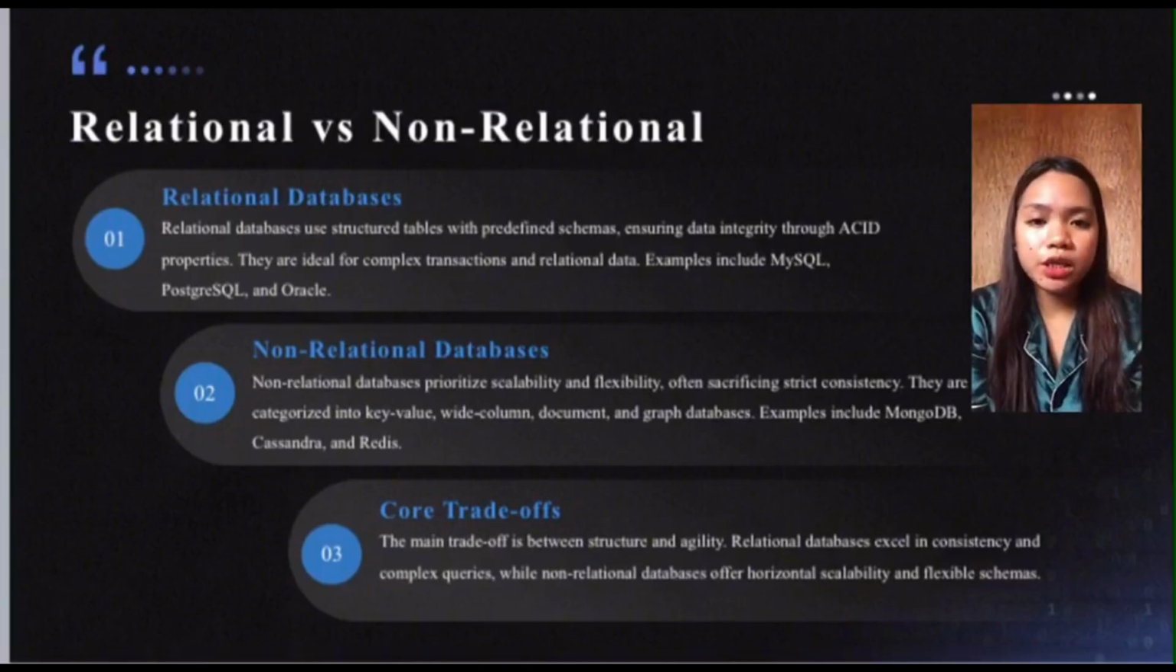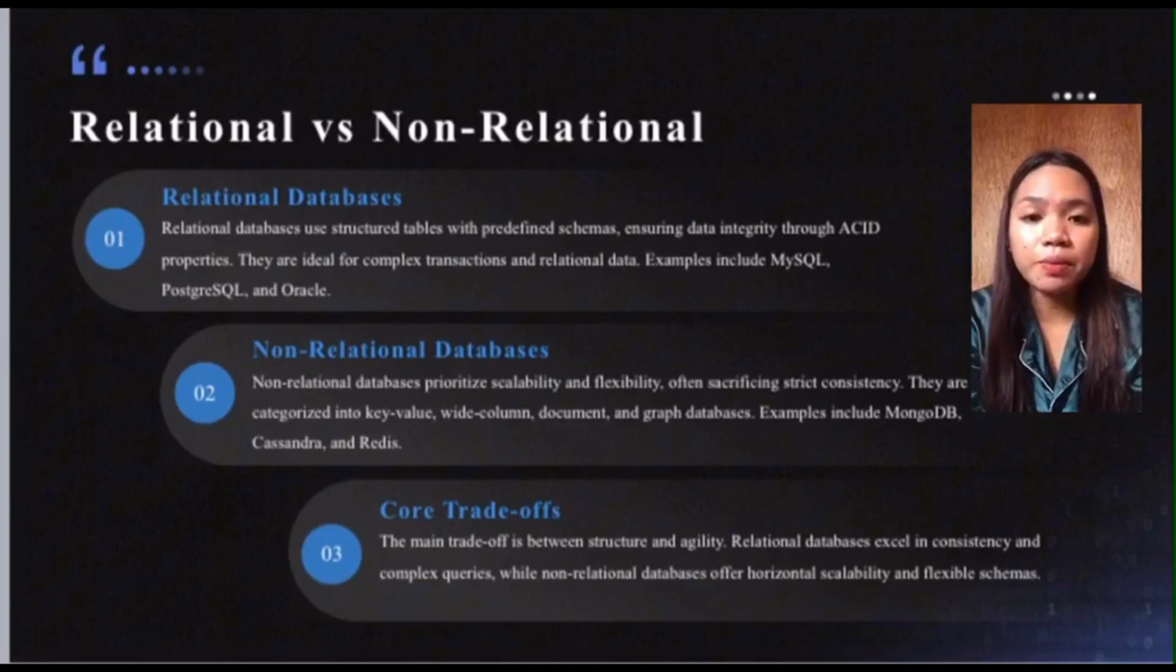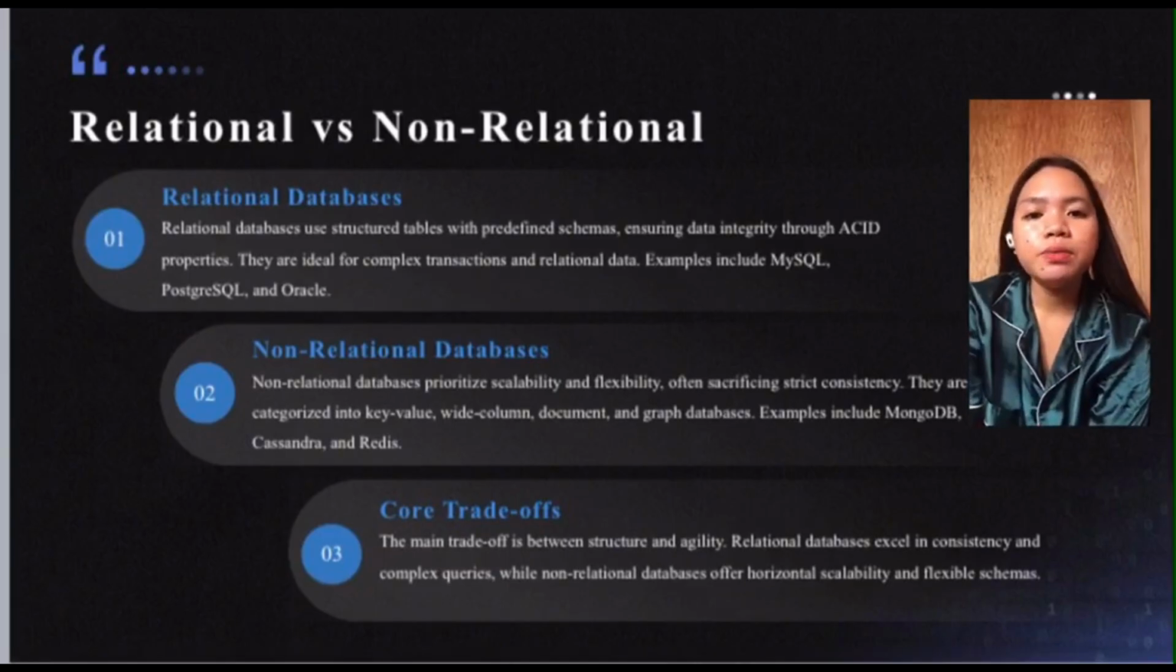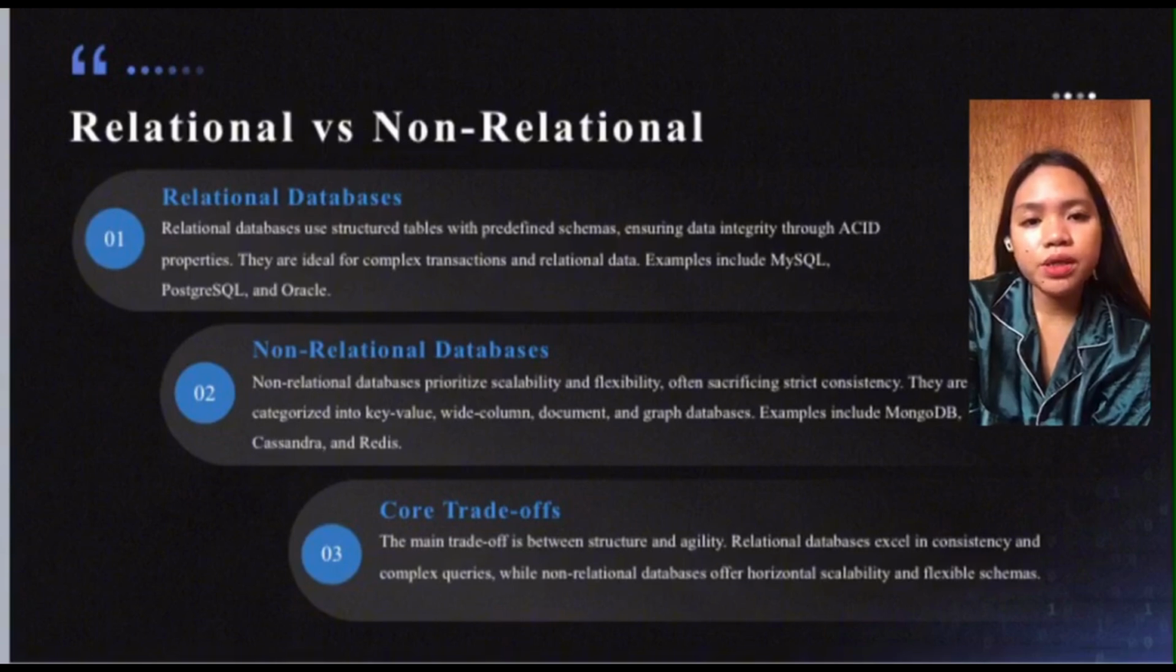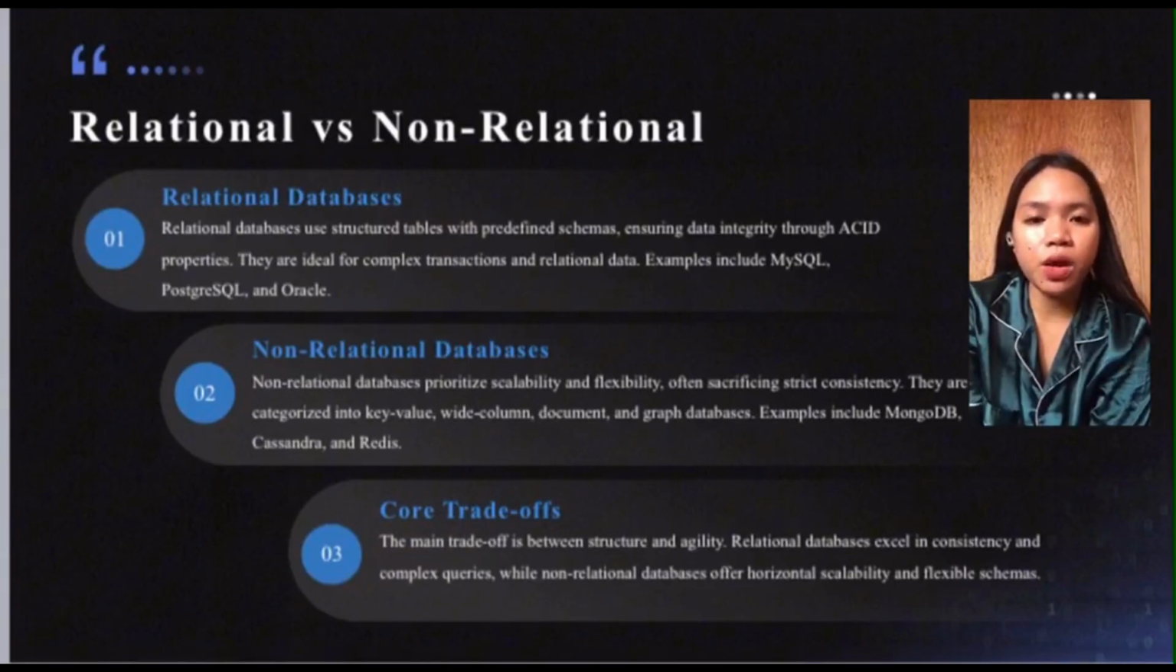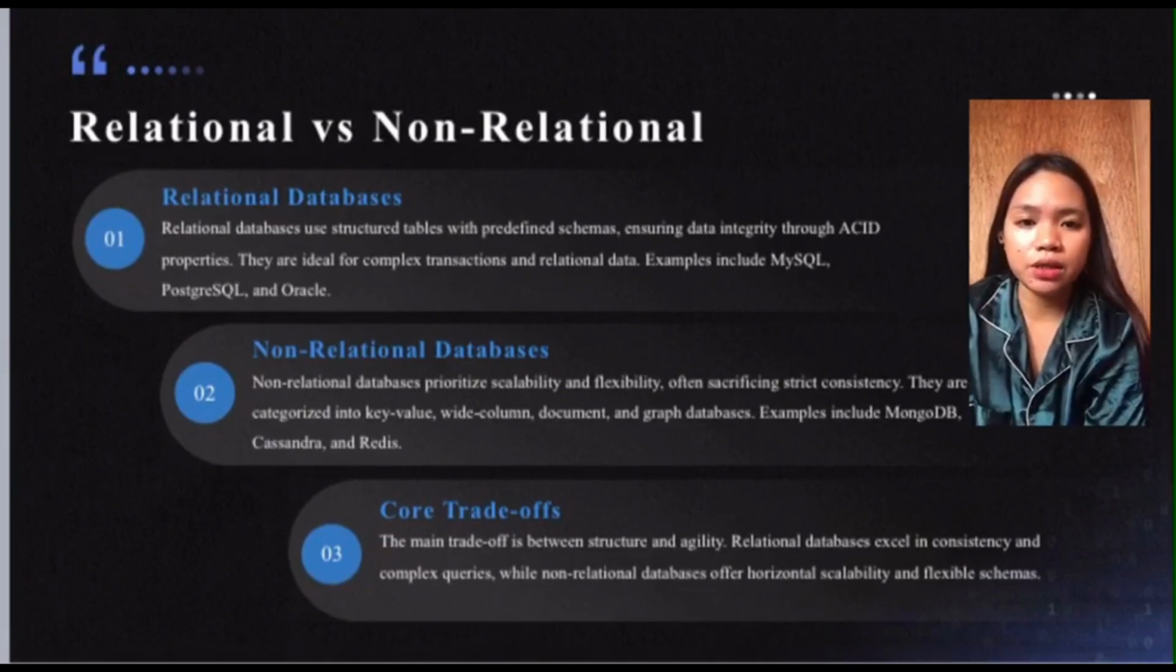Examples of non-relational databases include MongoDB, Cassandra, and Redis. These are used for things like social media platforms, online gaming, and storing product catalogs where things change rapidly. So, what's the big difference? It boils down to structure versus agility. Relational databases excel in consistency and complex queries, while non-relational databases offer horizontal scalability and flexible schemas.